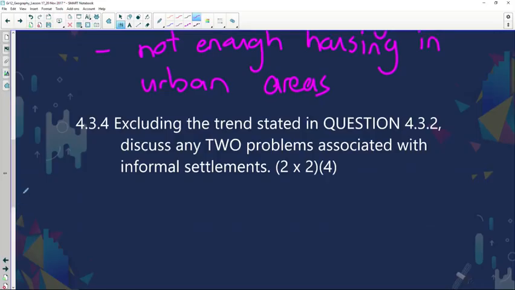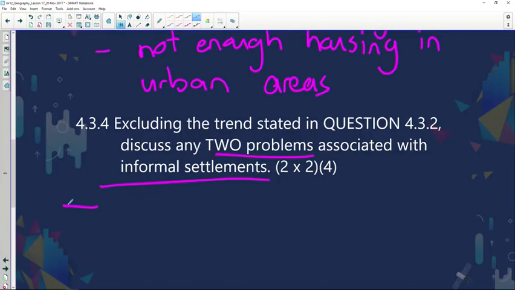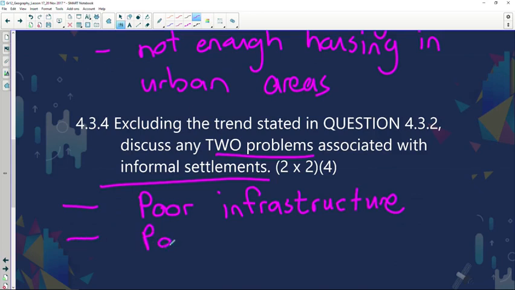If we quickly look at 4.3.4, excluding the trend stated in question 4.3.2, discuss any two problems associated with informal settlements. Now, these informal settlements can pop up overnight. So there are two problems that can arise from it. And the first is poor infrastructure. There's no layout of the settlement, so the people just build their houses. And the biggest is poor services.